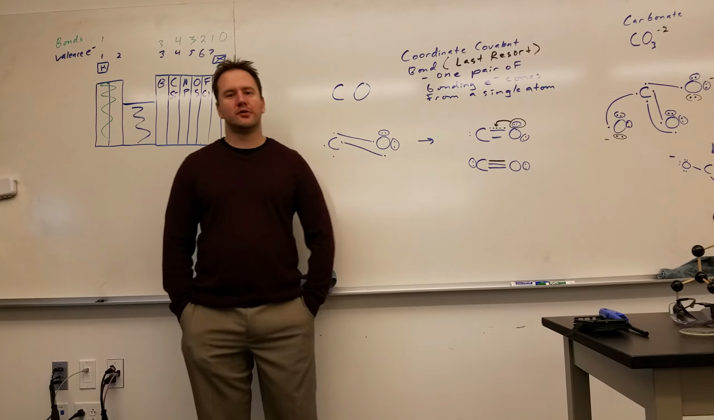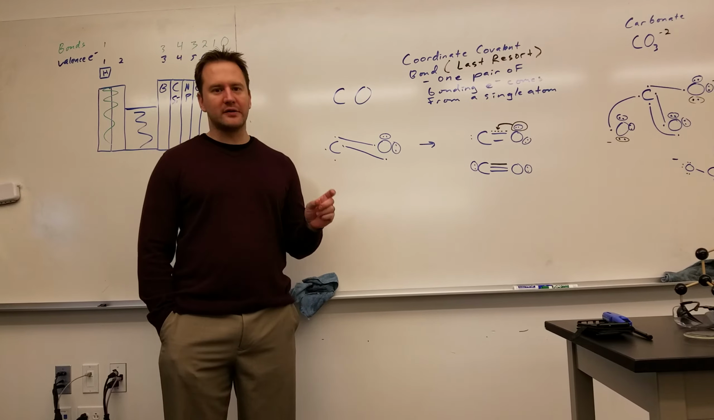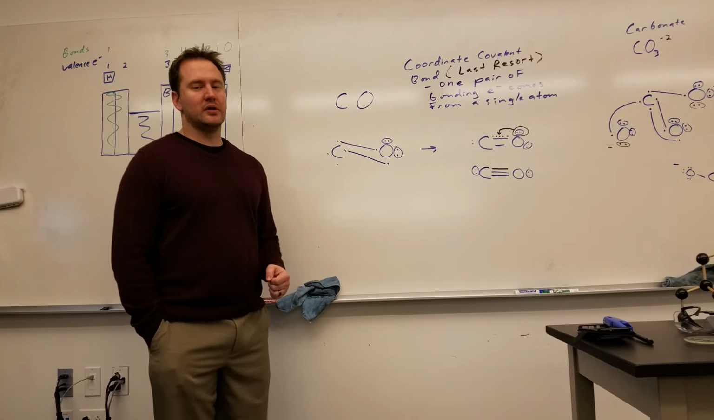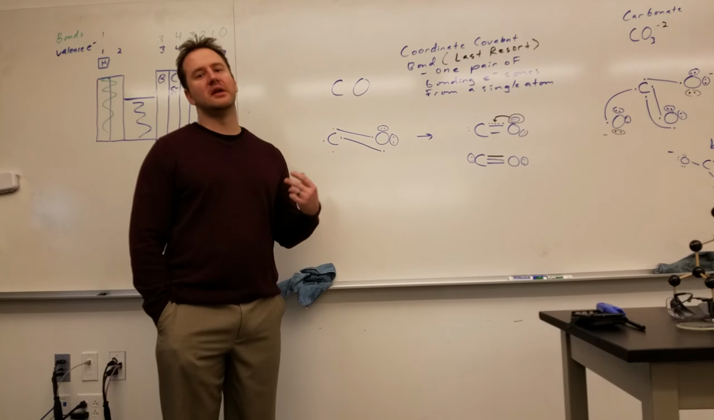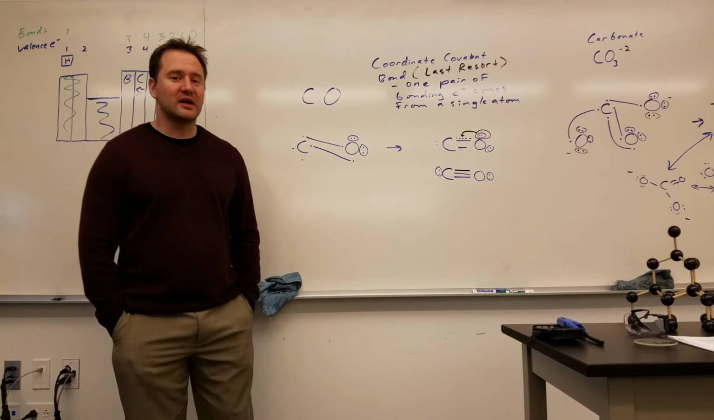Last video we learned how to draw Lewis structures for basic molecules, and in this video we're going to add a couple little things to that. We're going to talk about something called coordinate covalent bonding, as well as the formation of polyatomic ions, and introduce resonance as well. So a coordinate covalent bond is kind of like a last resort.